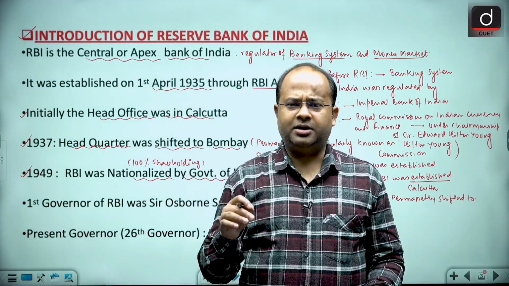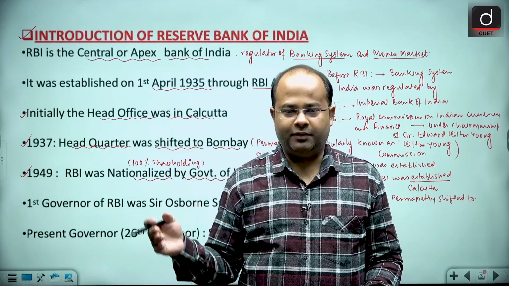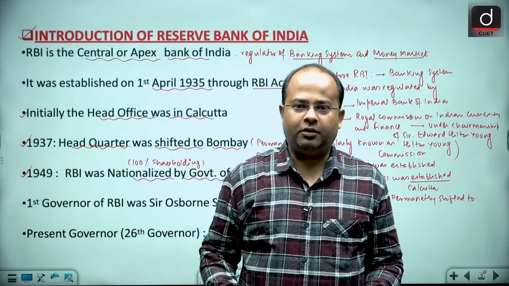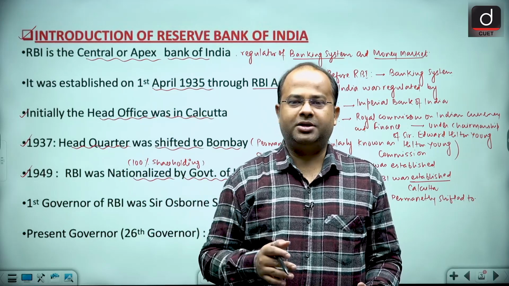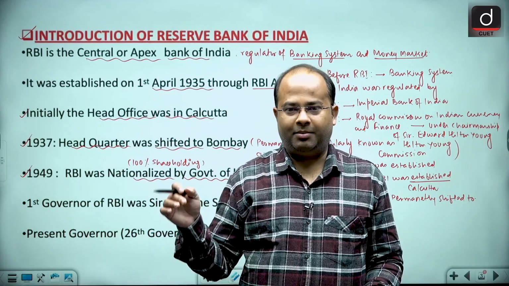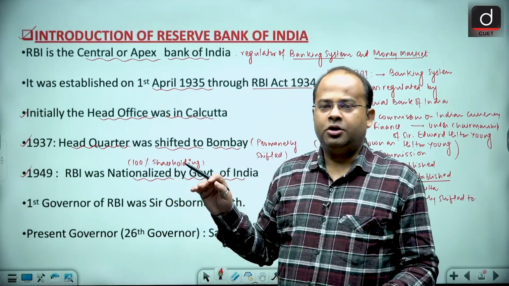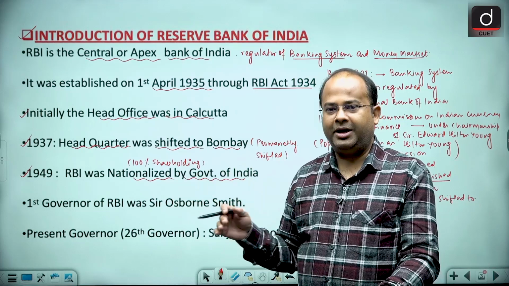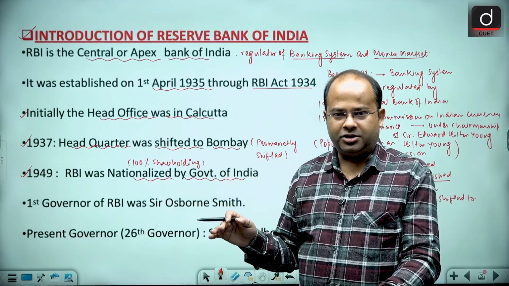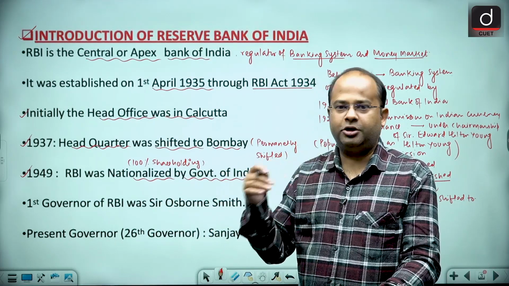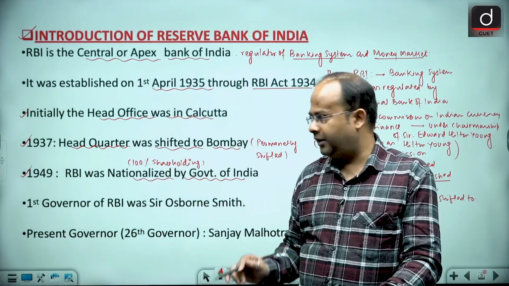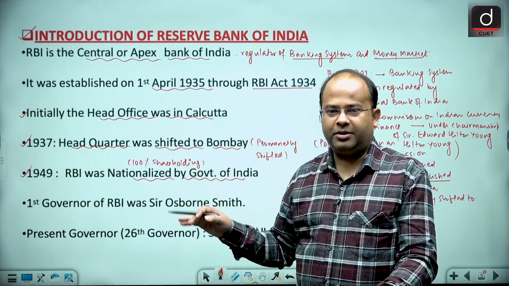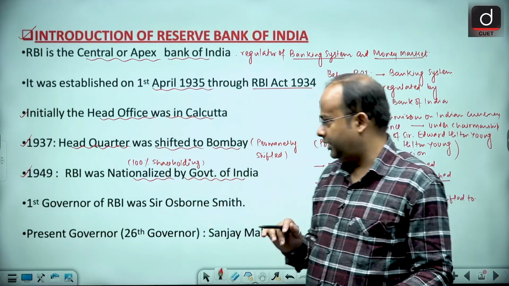Earlier, NABARD had a few percentage of shares with RBI. So what happened? RBI transferred that share to Government of India. Now 100% shareholding of RBI and NABARD is with Government of India. Earlier it was with RBI, now it is with NABARD plus RBI. In both of these financial institutions, the 100% shareholding is with Government of India. So it was completely nationalized by Government of India.